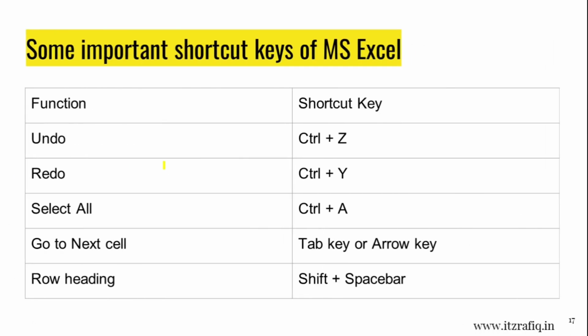Here are some important shortcut keys of MS Excel. Function and shortcut key: undo, Ctrl Z; redo, Ctrl Y; select all, Ctrl A. To go to the next cell, you can use either Tab or arrow keys.